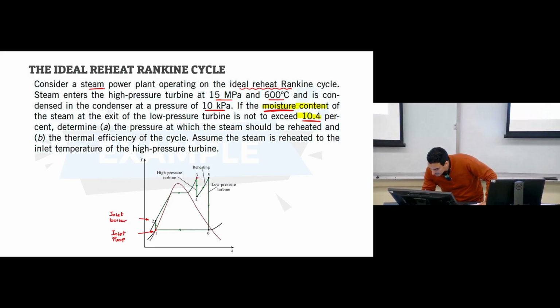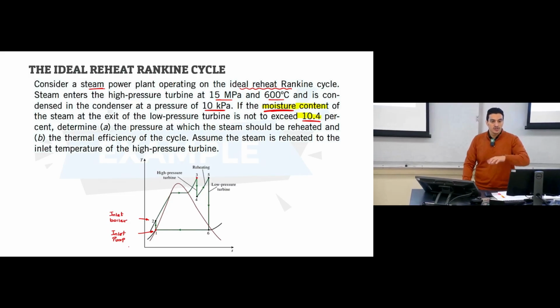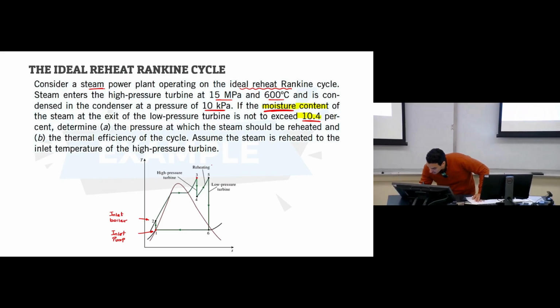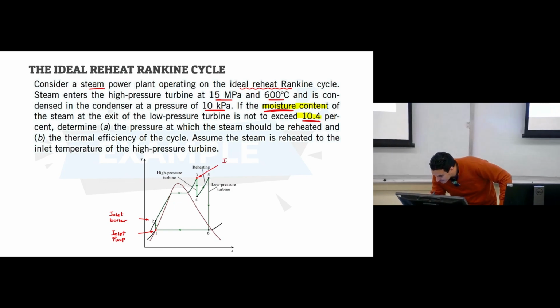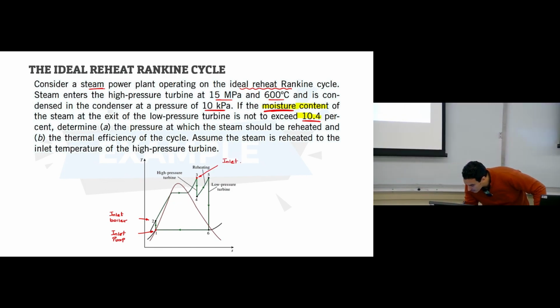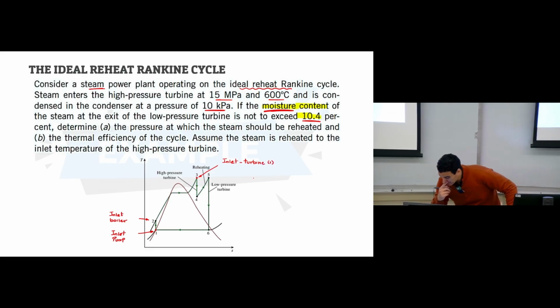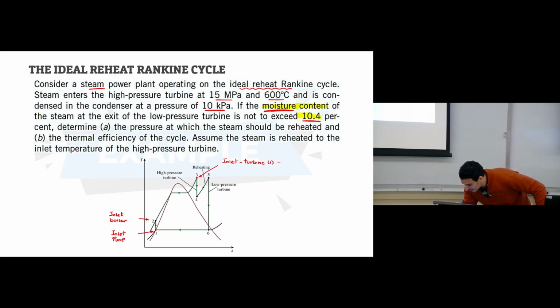Then we have point number 3, this is the exit of the boiler, and the exit of the boiler will go to the turbine. So this one represents the inlet to turbine 1. Okay, and this is not the low pressure turbine, this is the high pressure turbine. Turbine 1, high pressure turbine.